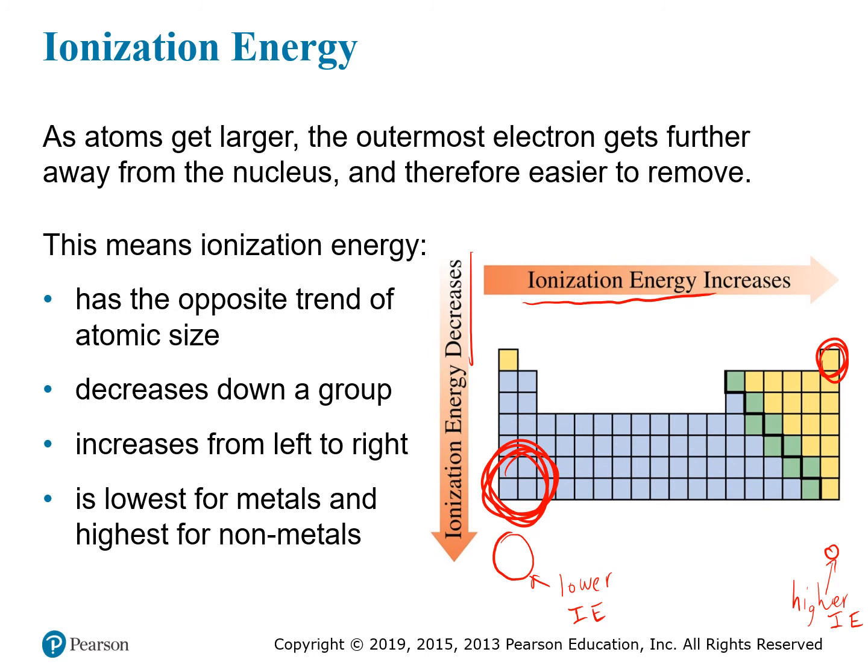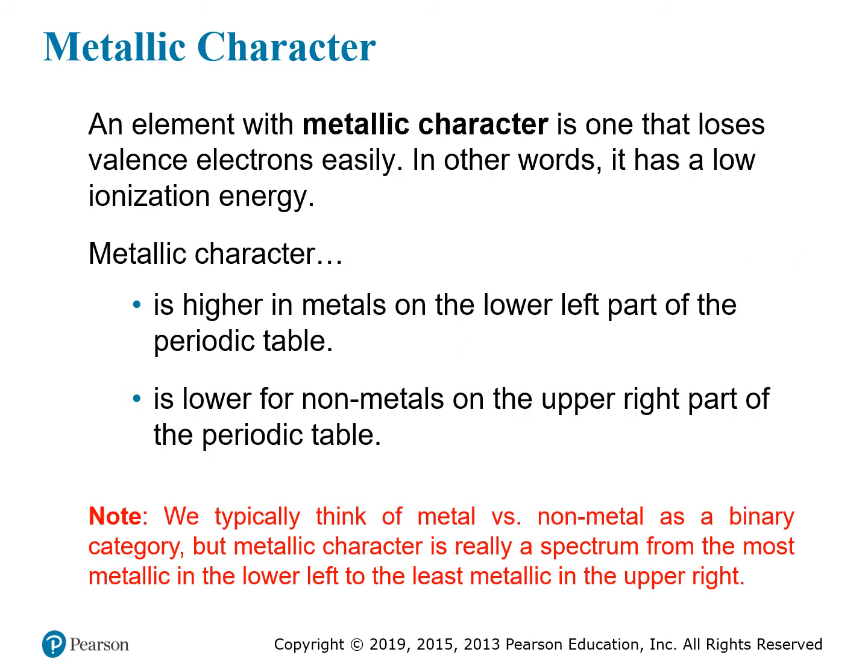So in some sense, the ability or the ease with which you can ionize an atom tells you something about how much of a metal it is, how metallic it is. So that brings us to metallic character. An element with metallic character is one that loses valence electrons easily. In other words, it has a low ionization energy. Okay? It's easy to pull the electrons off of it.